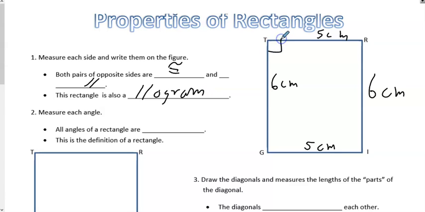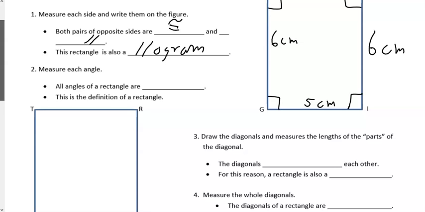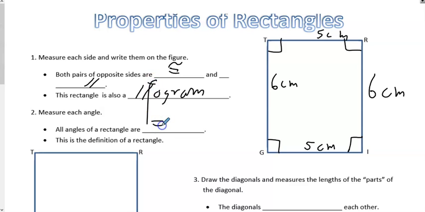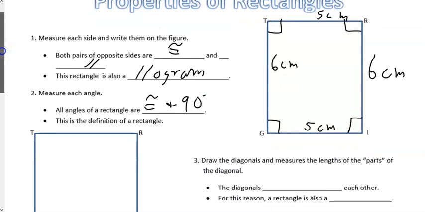Now, you measure all these angles. They are all 90 degrees. So all the angles of a rectangle are congruent, and 90, more specifically. So they're all 90 degrees. This is the definition of a rectangle.